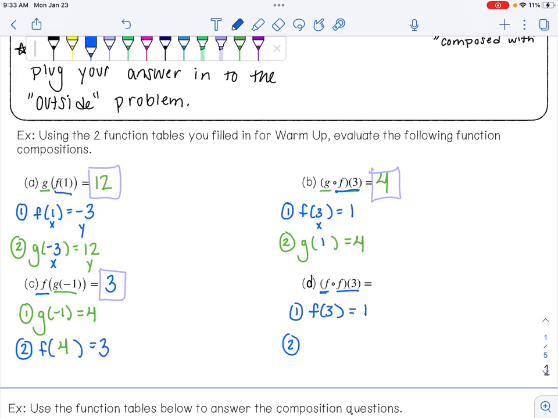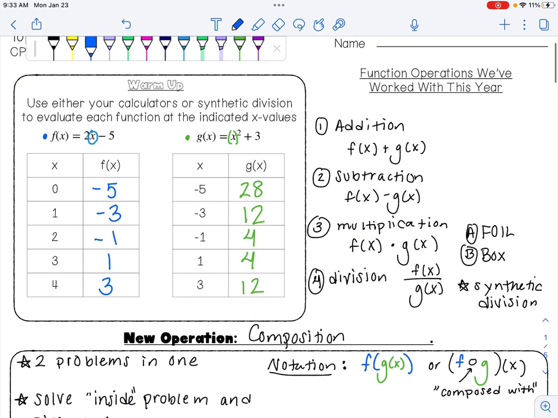So then I'm going to go back to f, but now I'm going to take that number and put that in the parentheses. So now I want to find f of 1. I'm still on the same table, so now I'm going to find 1, and now my final answer is -3.